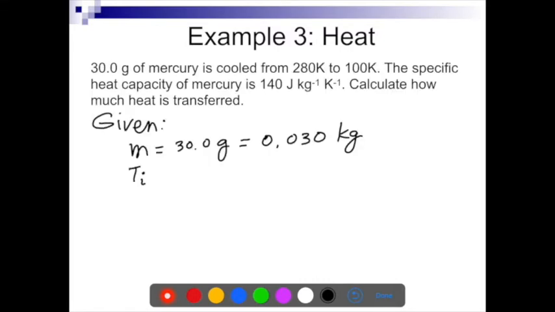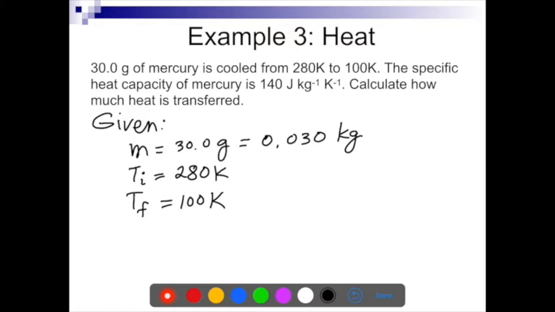Okay. So I stands for initial. So the initial temperature is 280 Kelvin. We're given the final temperature Tf, which I write as Tf. F stands for final. And the final temperature is given as 100 Kelvin.